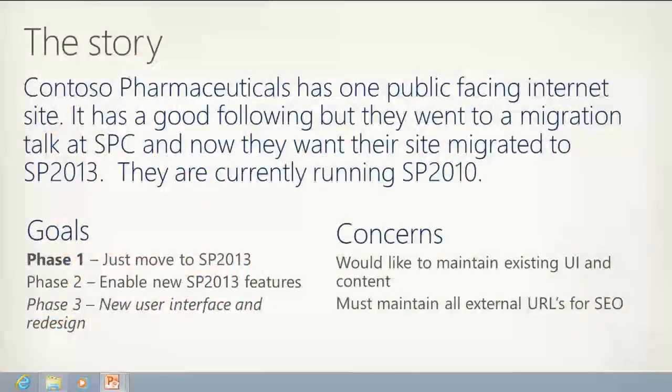What does the move actually look like? So in our case here, it's our fictional Contoso Pharmaceuticals company. Phase 1, they just want to move to SharePoint 2013, so they're going to do that existing to new. Phase 2, which I'll show later on, is I want to enable new 2013 features, right? Once I got my stuff over, great, how do I take advantage of some of the new features, like Managed Navigation? Some of the concerns that they have for this first migration is I want to make sure that I maintain my existing UI. I want it to look as close as possible to what it looks like now, and I also want to maintain my external URLs. So I don't want you to change any URLs. I'm not going to change my site structure or anything like that. I just want you to bring my stuff over.